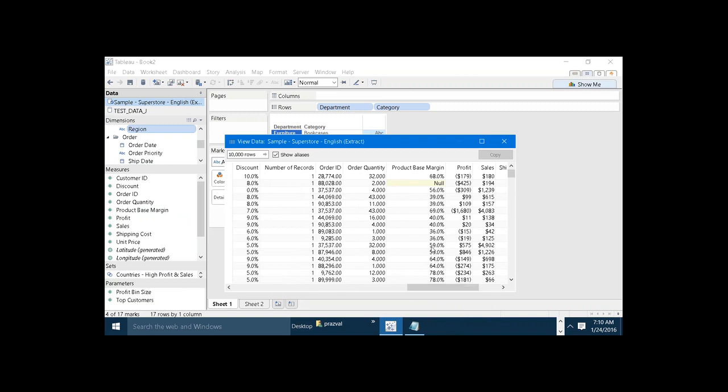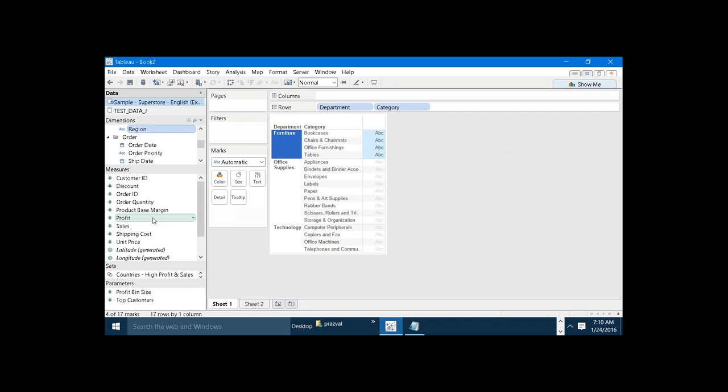So here, what type of data are we having? On the product based margin, we are having the percentage value. So percentage values always come under the non-additive. And one shortcut here is, in the measures, the currency indicator fields always come under additive.